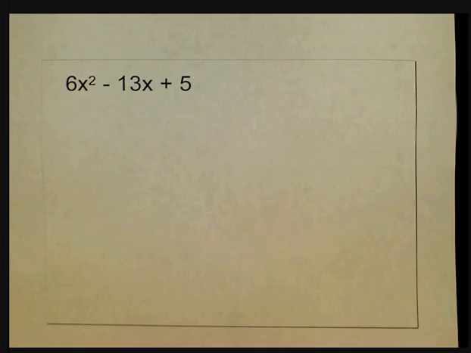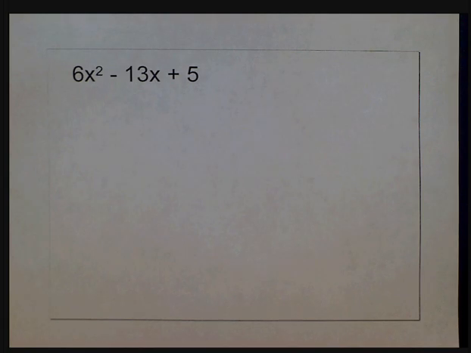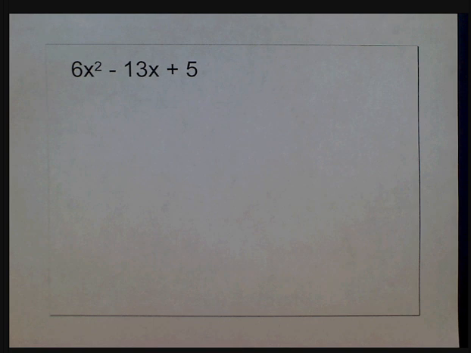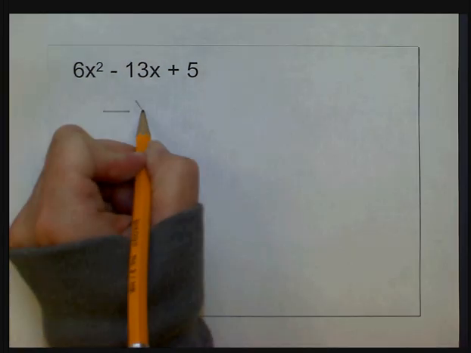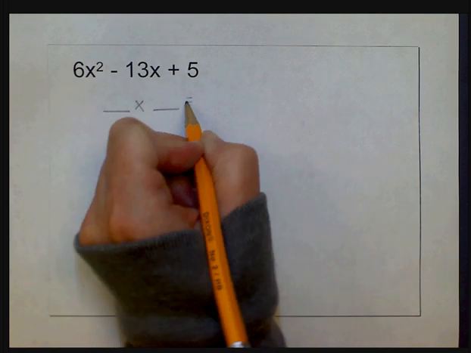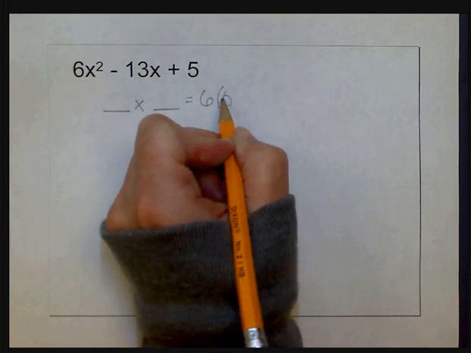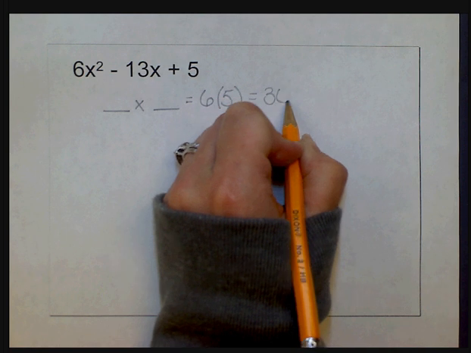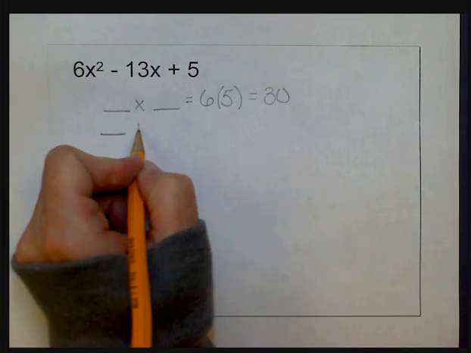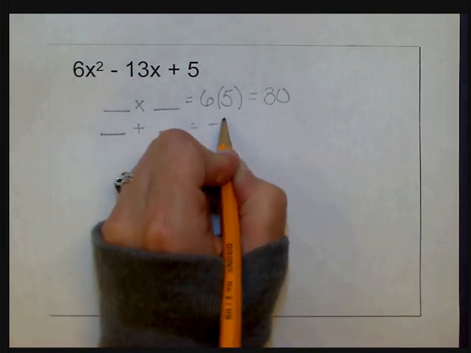All right, let's look at another example. 6x squared minus 13x plus 5. The process is the same. I'm still looking for two numbers that will multiply together to give me my leading coefficient times my constant, which is 30, and then add together to give me negative 13.